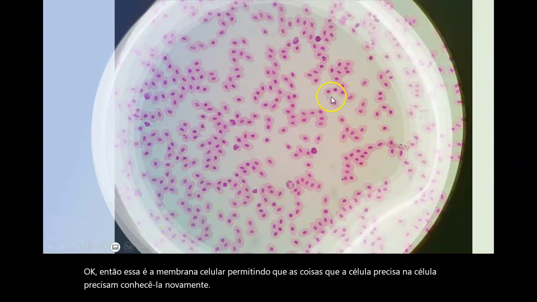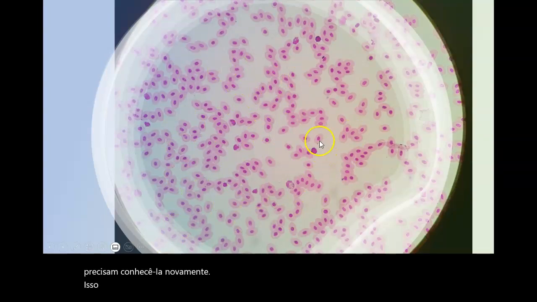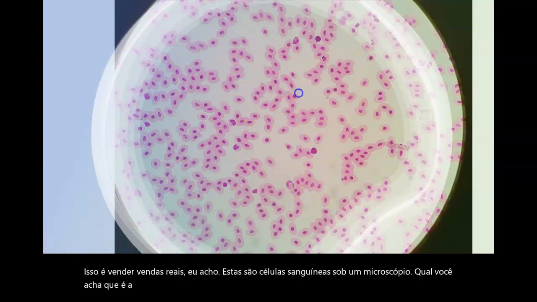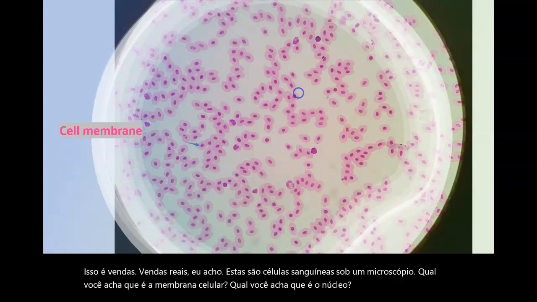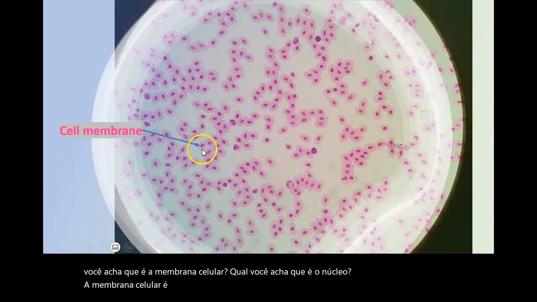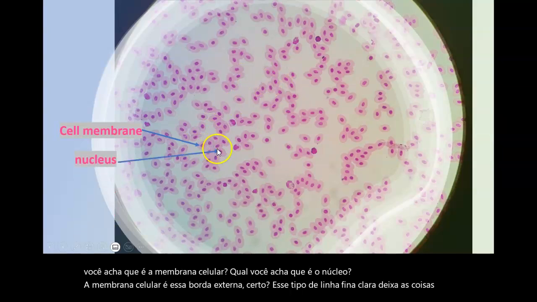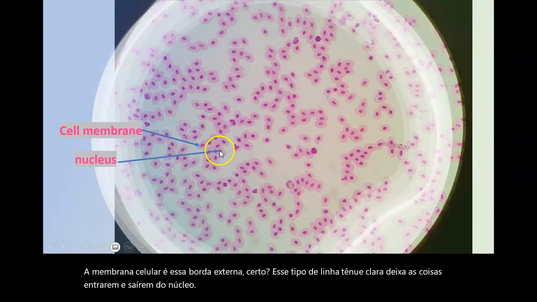This is cells, actual cells, I think these are blood cells, under a microscope. Which one do you think is the cell membrane? Which one do you think is the nucleus? Cell membrane is that outer edge, right? That kind of clear, thin line. Lets things in and out. The nucleus is in the middle, the big dot.